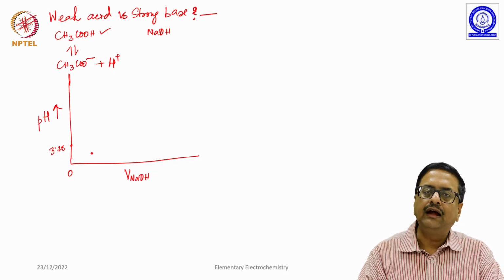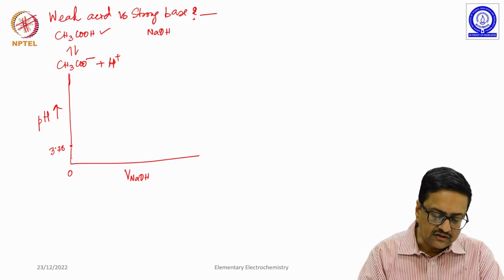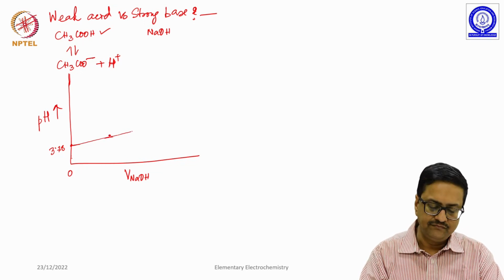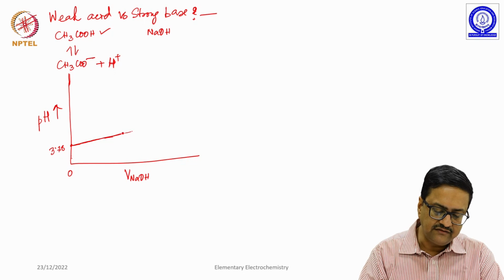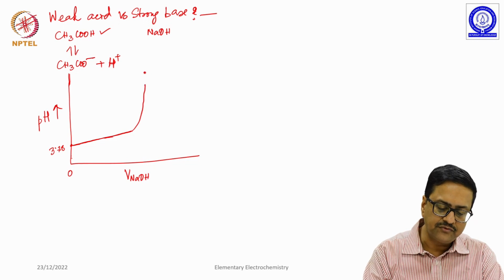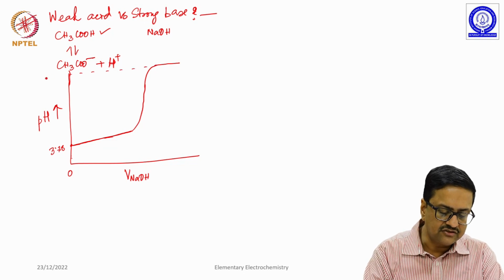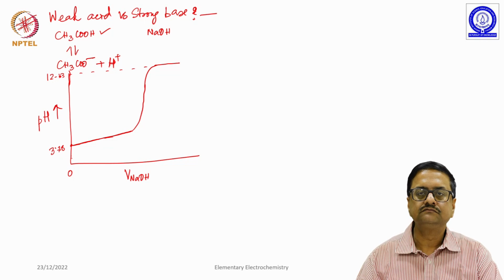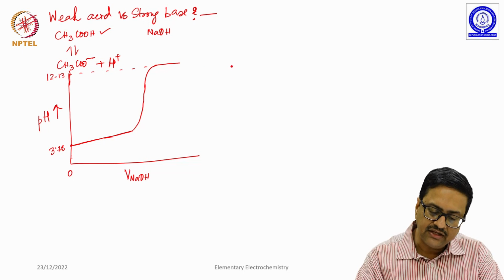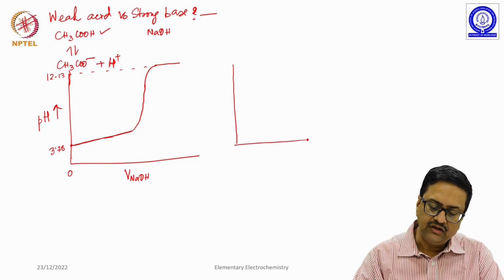And when you continue to add NaOH dropwise, you will see that it is no longer as flat as it was for strong acid. The pH is continuously increasing, but near the equivalence point it increases sharply, and then the rest of it follows like your strong acid, strong base, it goes to about 12 to 13.